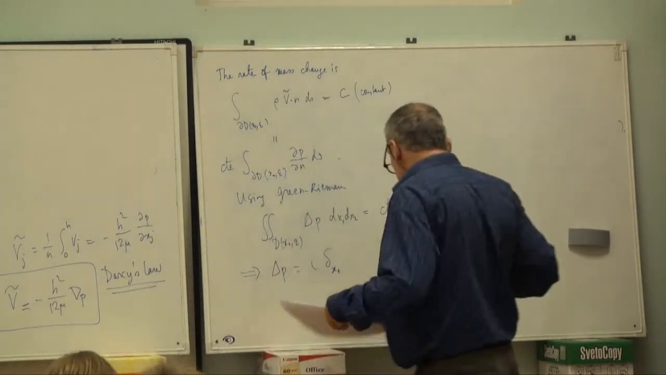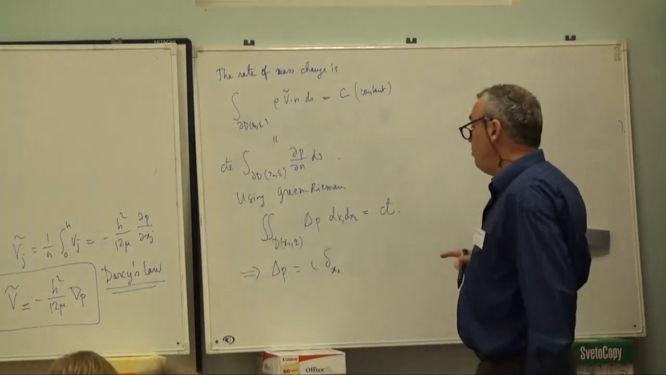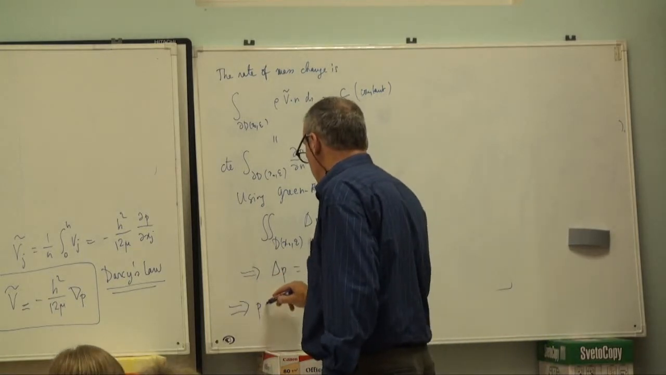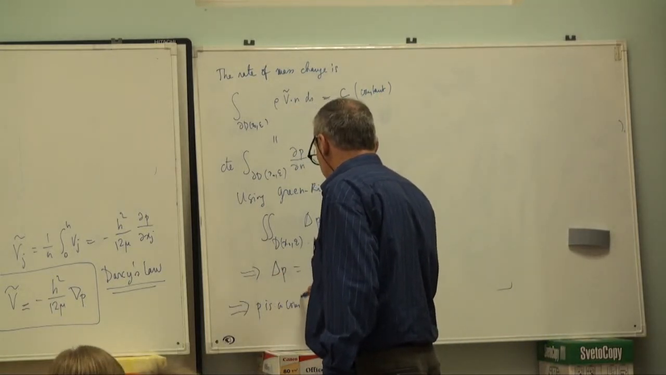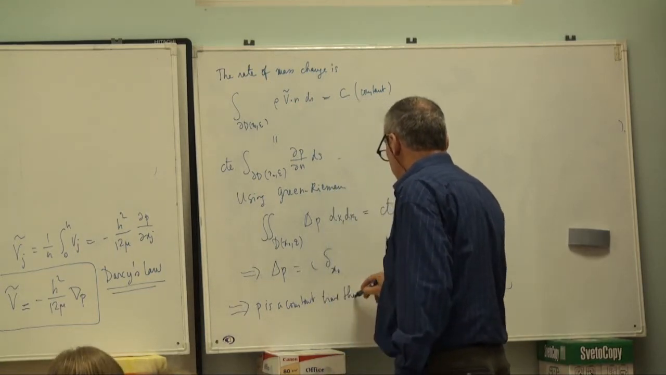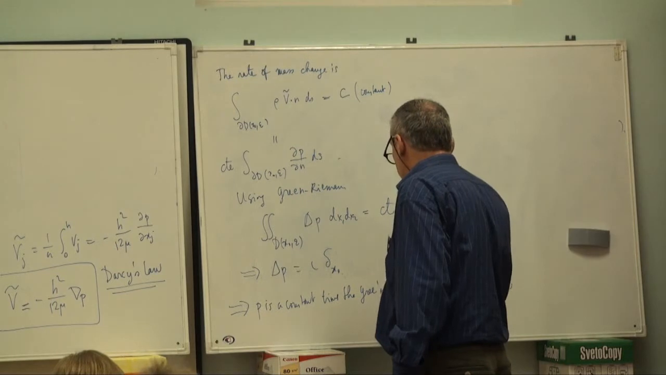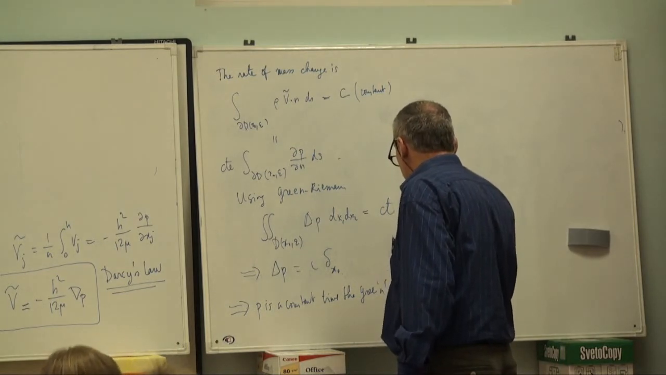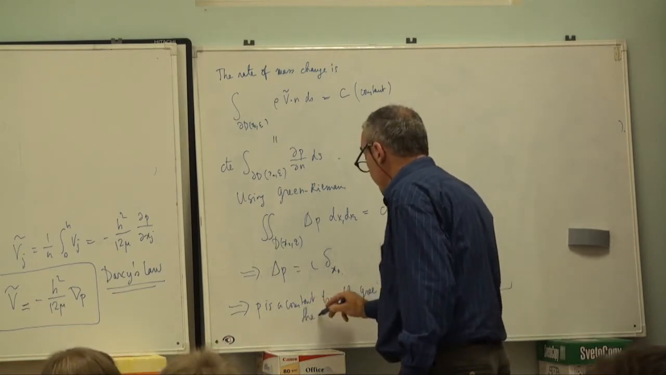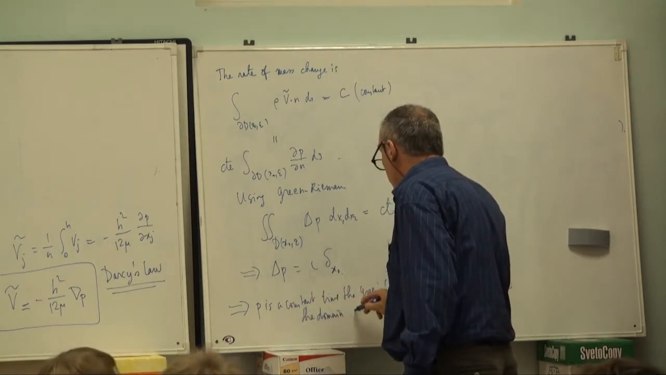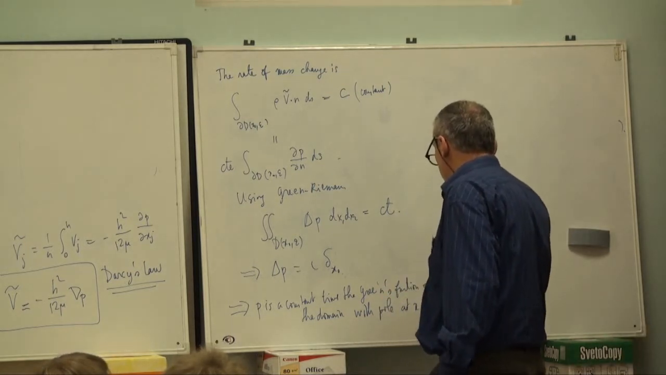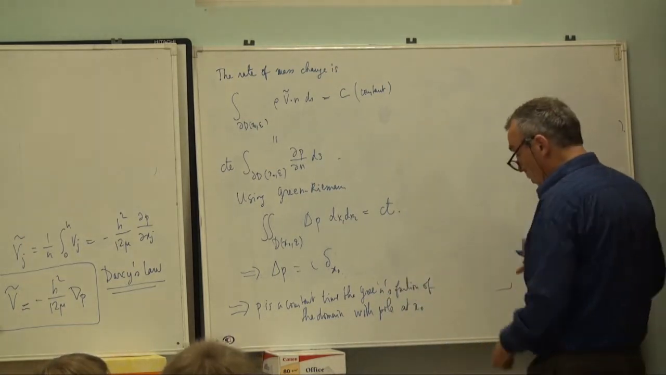So what does it mean here? It means that P is essentially a constant times the Green's function of the domain with pole at x0.